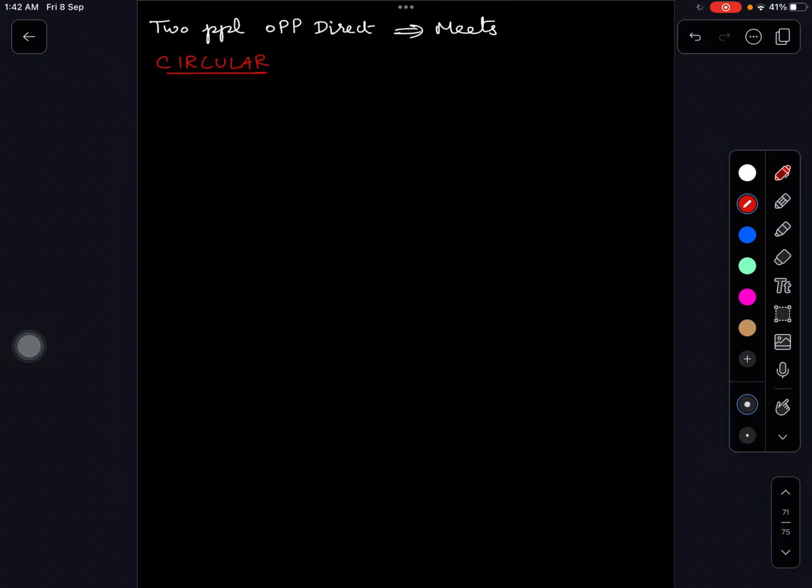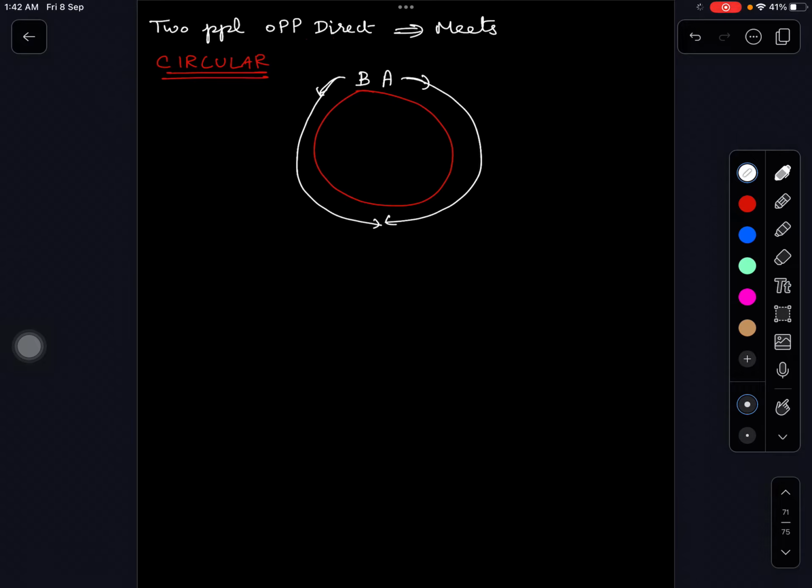In a circular track, let's say two people are there. A is traveling in clockwise direction and B is traveling in anti-clockwise direction, and for simplicity, let's assume both of them are traveling at equal speeds. So when will their first meeting happen? When A covers half the circumference, B will also cover half the circumference because they are traveling at equal speeds, and here is where their first meeting is going to happen.